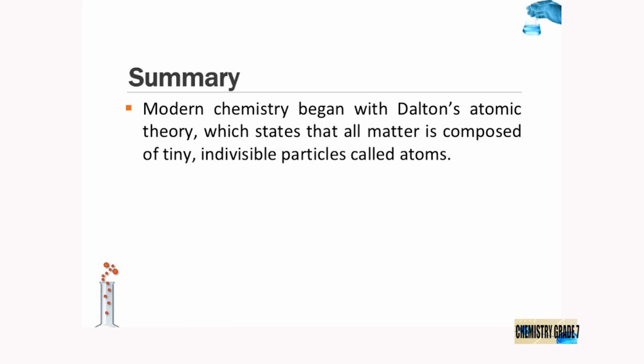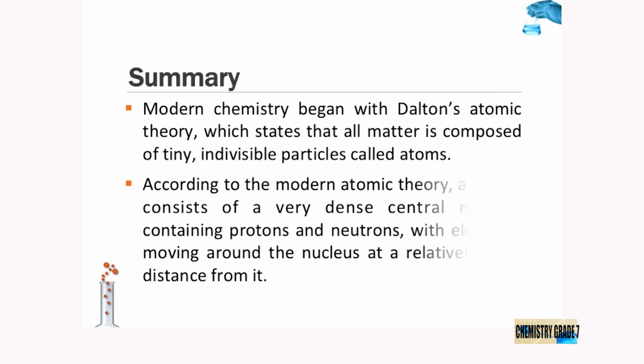In summary, modern chemistry began with Dalton's atomic theory, which states that all matter is composed of tiny, indivisible particles called atoms. According to the modern atomic theory, an atom consists of a very dense central nucleus containing protons and neutrons, with electrons moving around the nucleus at a relatively large distance from it.